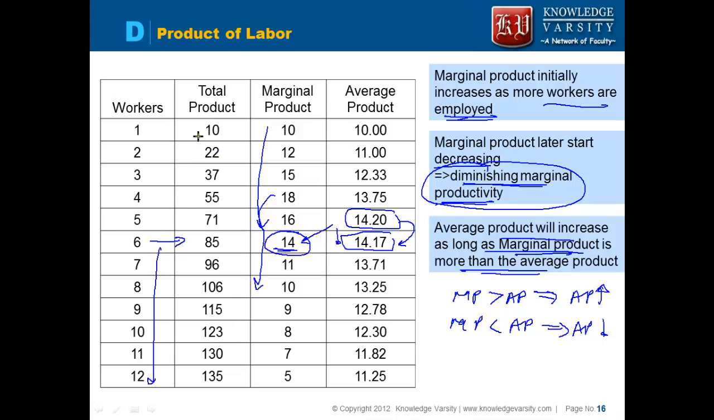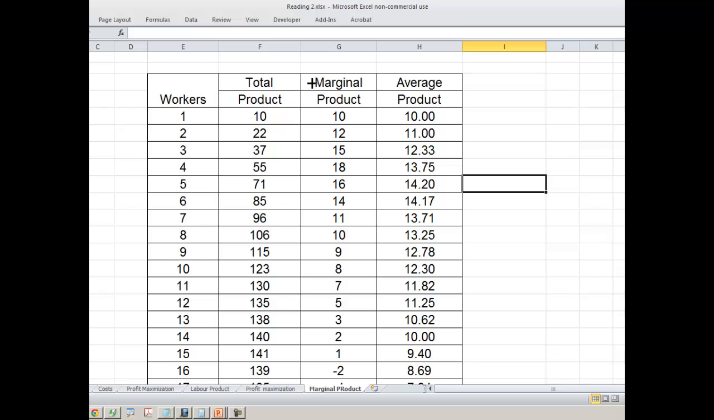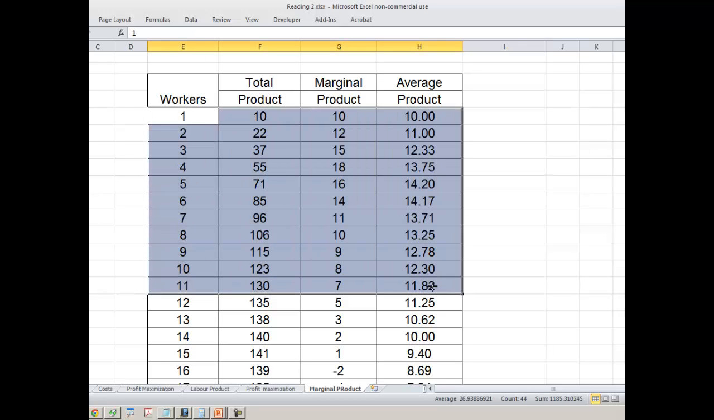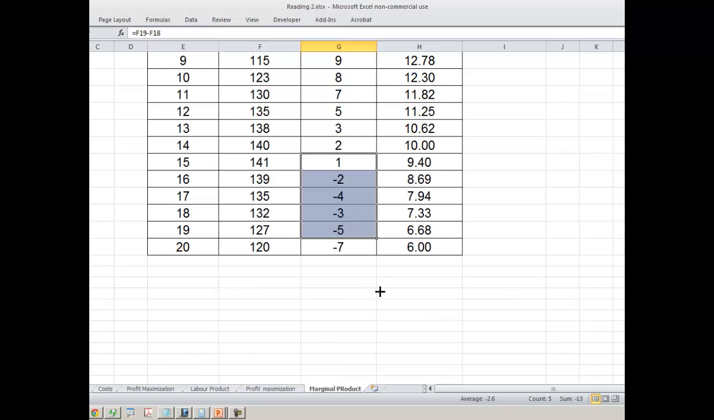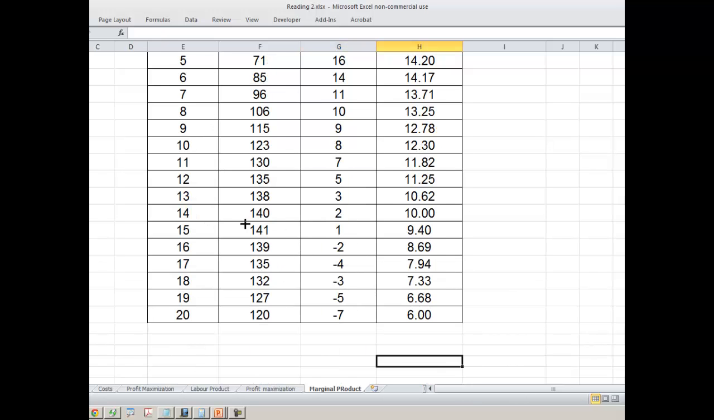Note that the total product is still increasing. Our marginal product is still in the positive territory, but average product is going down and your total product is increasing at a lesser speed. In the Excel I have the same thing. Okay, however in Excel I have also given you the marginal product being negative. So as you hire more and more workers, we have covered till here.